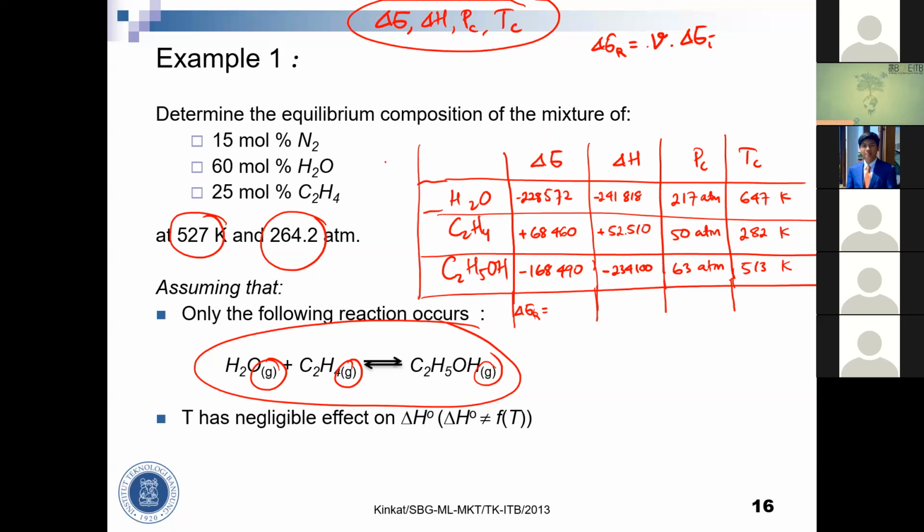So what's the coefficient of water? The stoichiometric coefficient? Is it all one, sir? Positive or negative? The reactants are negative and the product is positive. Okay, it's just -1, -1, +1. So then now you can calculate the delta GR and delta HR.